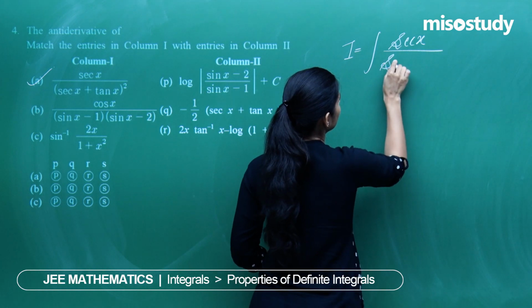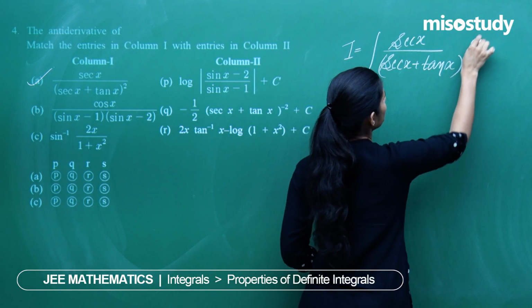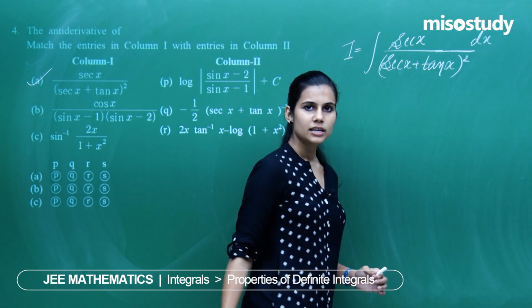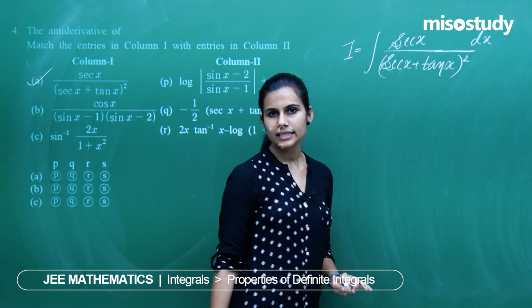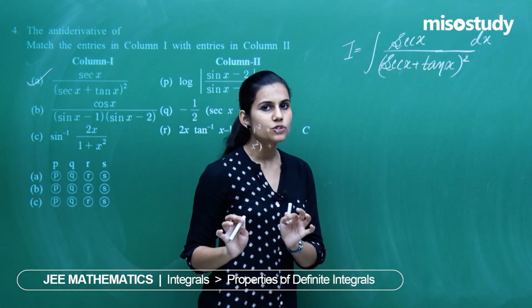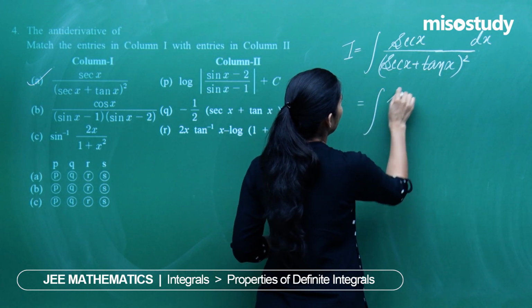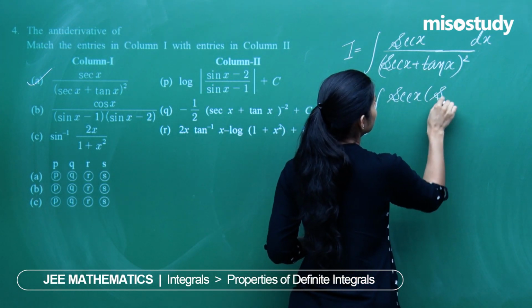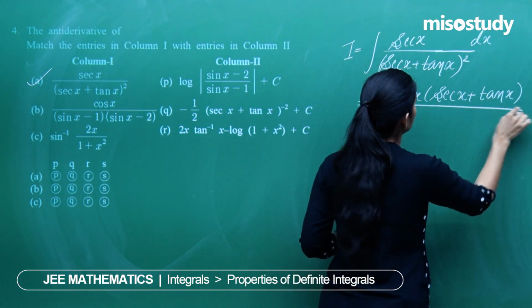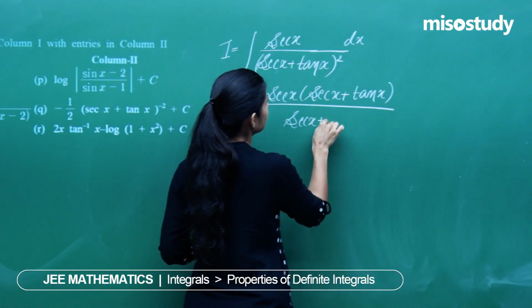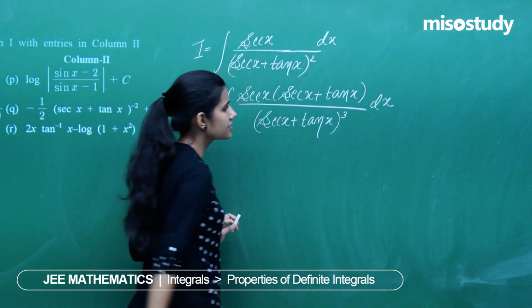Sec x upon (sec x plus tan x) whole square dx. Again, if you have long-sightedness, you can see the moment I take sec x plus tan x equals t, there is a certain kind of problem that will occur when I substitute back the terms in the integral. So I multiply the numerator and denominator by sec x plus tan x. So from here I get (sec x plus tan x) whole cube, and this is dx.